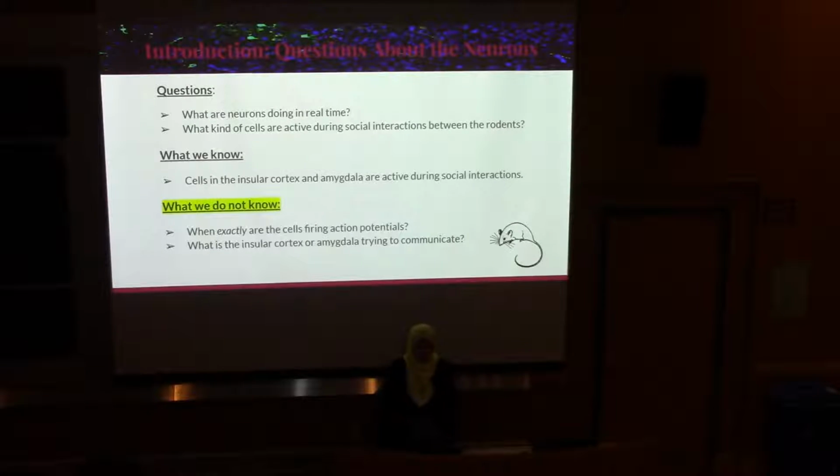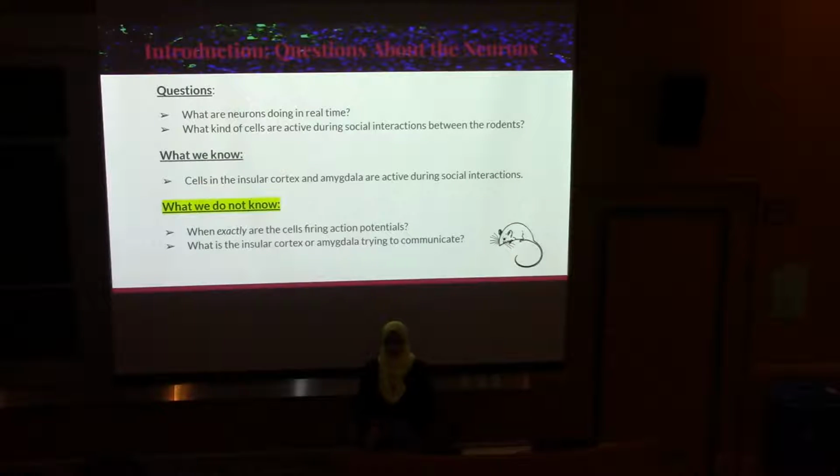So to start, we really want to think of two questions to keep in mind. So one, what are the neurons doing in real time? And two, what kind of cells are active when the rodents are interacting with each other? What we already know is that cells in the insular cortex and the amygdala are active during social interactions. But what we don't know is when exactly they're active, when they're firing action potentials, and when the insular cortex or the amygdala is trying to communicate.